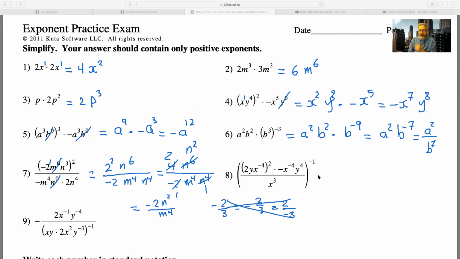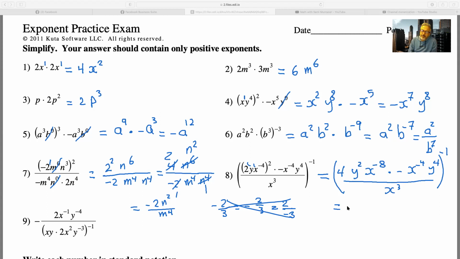Now, how about here? It looks like it's getting a little bit more complicated, but we just do it step by step and it should be fine. So now here, the 2 has a 1 and the y has a 1. So this becomes 2 squared, which is 4, y to the 2, x to the negative 8 times negative x to the negative 4, y to the 4 all over x cubed all to the power of negative 1. We're just going to simplify inside first.